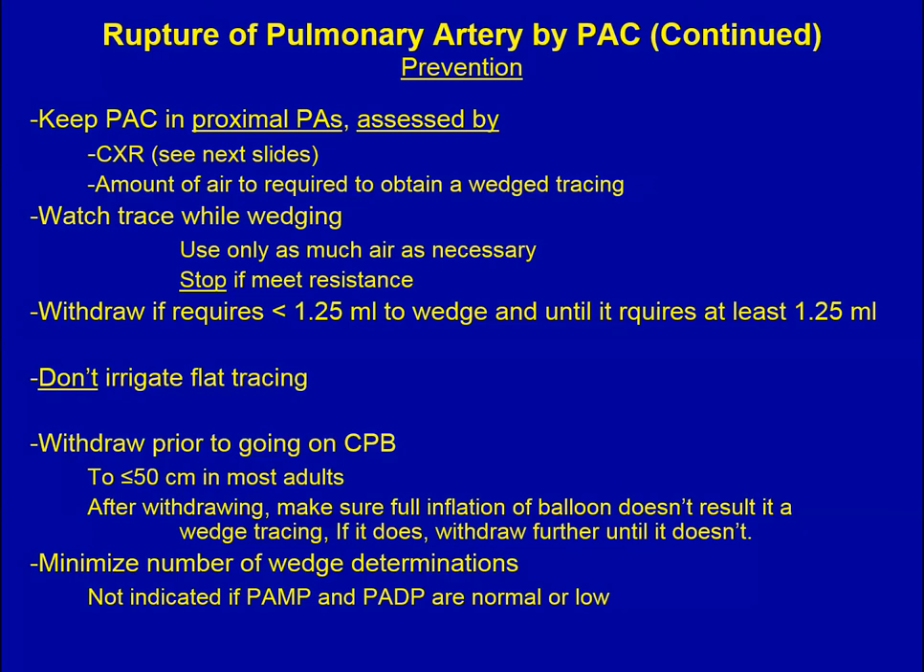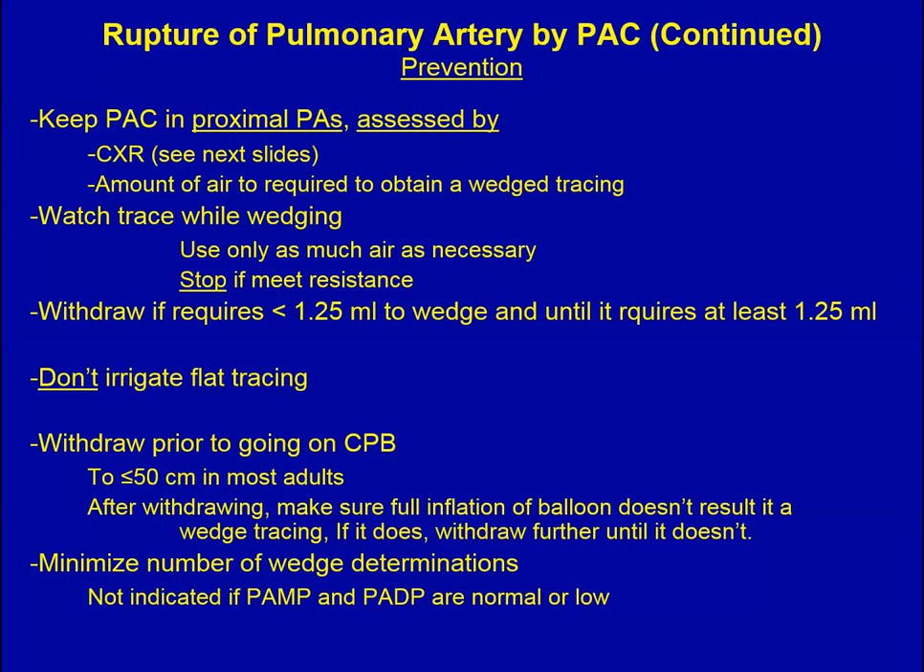And the key is keeping the pulmonary artery catheter in proximal pulmonary arteries as assessed by the chest x-ray and by the amount of air required to obtain wedging. One must always watch the trace while you wedge and only add as much air as necessary to cause a wedge trace, and to stop if you meet any resistance to inflation. Furthermore, you should withdraw the catheter if it takes less than 1¼ cc to wedge a catheter.